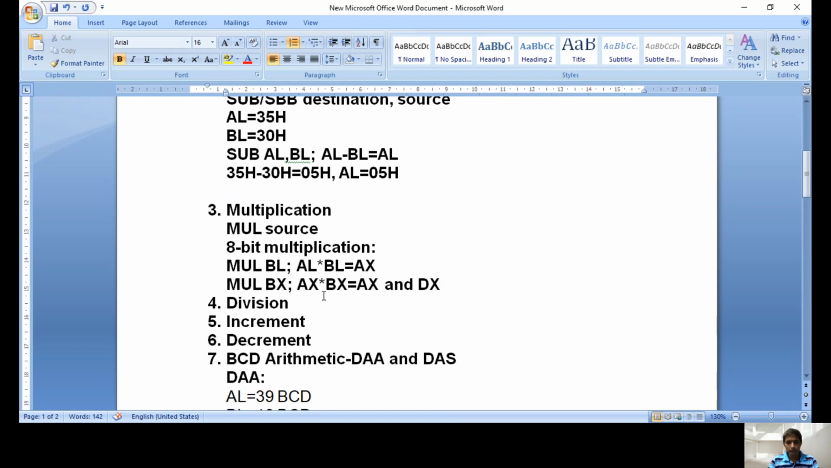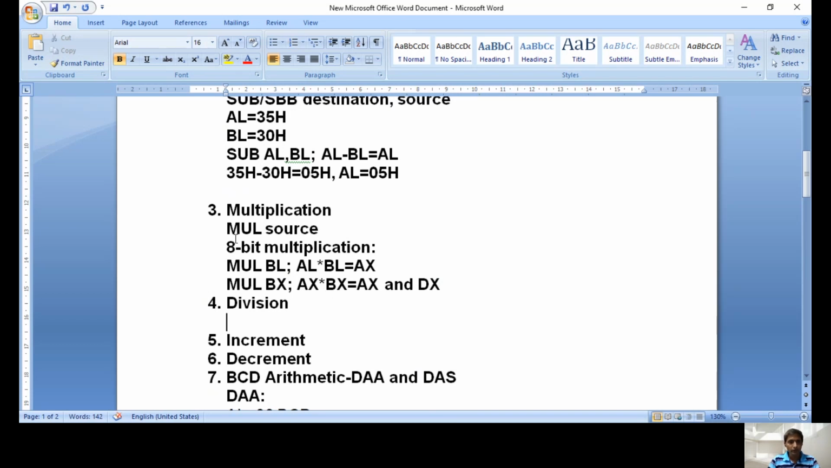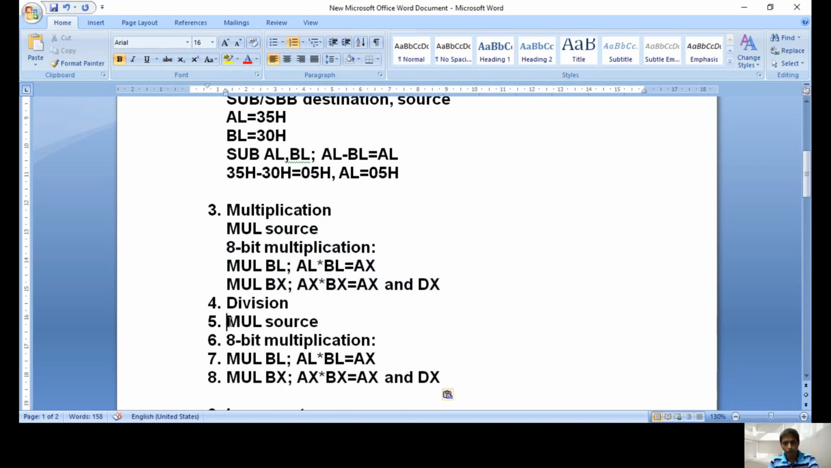This is about multiplication. Similarly for division also, in the same way as we perform multiplication, division also goes along similar lines. But the mnemonic for division is DIV. Same here also source. Let us see how we perform 8-bit division. In division also the source must be BL or BX register depending on the size of the division, and destination must be accumulator for 8-bit. For 16-bit, in addition to accumulator, we have DX register also.